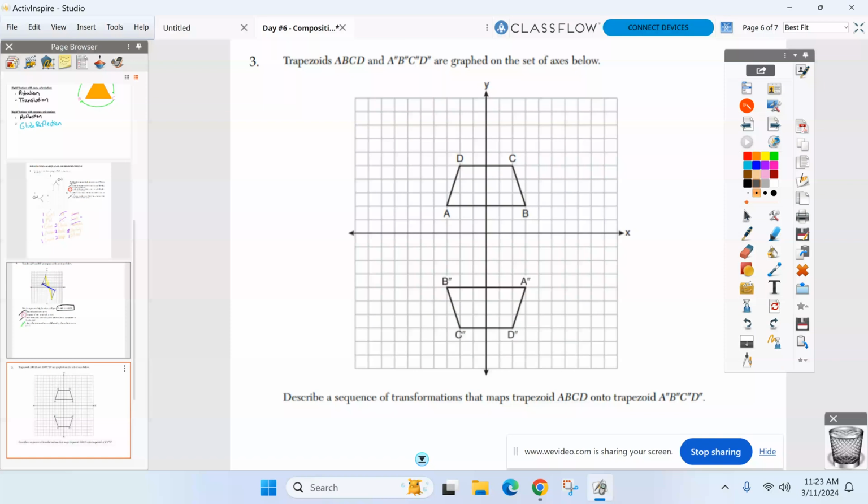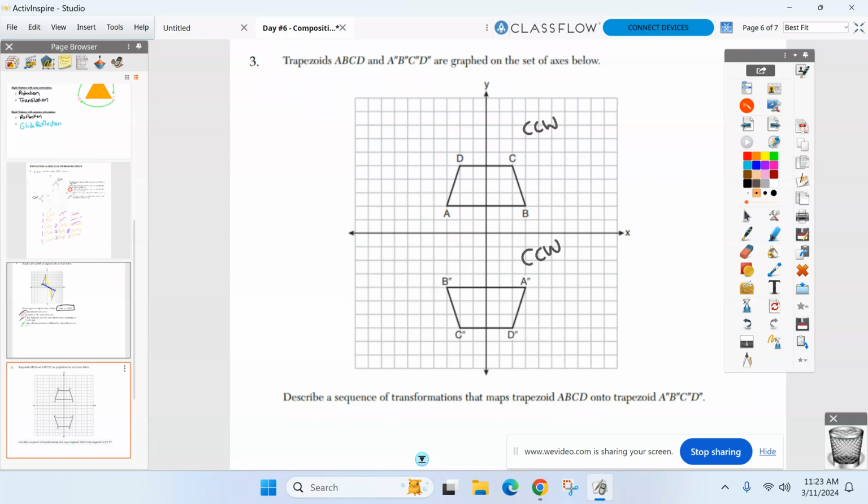A, B, C, D, what direction are we going? Orientation is counterclockwise. Good call. What about the double prime version? That is also counterclockwise. So no one should be giving me one reflection. Can you give me 2? Sure, you can give me 2.